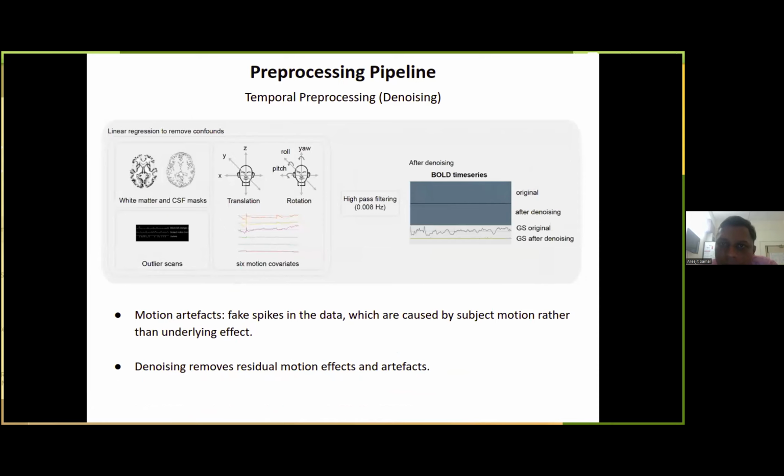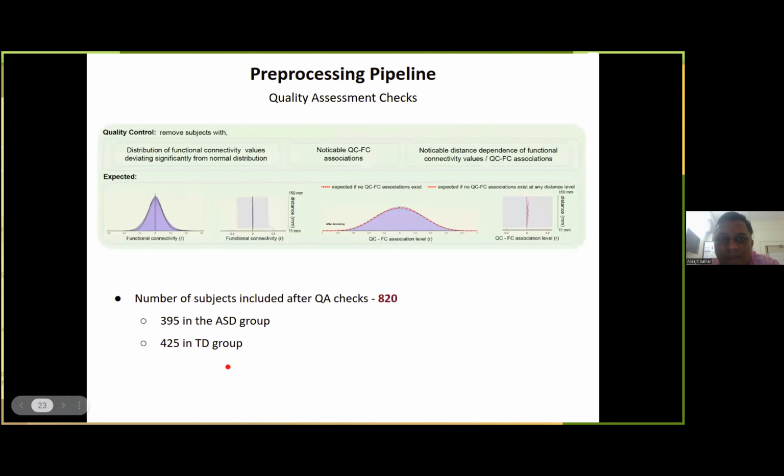And during the temporal pre-processing or denoising, you are trying to deal with motion artifacts such as fake spikes, and denoising is able to remove the residual motion effects and artifacts. I don't have time here, but after this pre-processing and some detailed quality assessment checks, the number of subjects which passed the quality checks was 820: 395 in the ASD group and 425 in the TD group. The TD is the control group, which is cognitively normal.